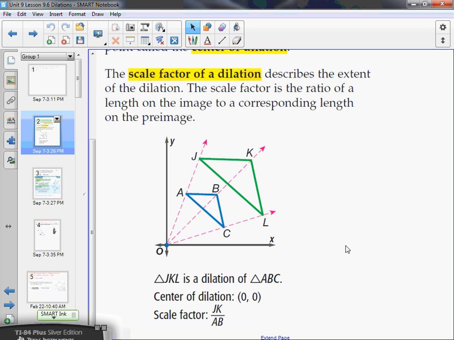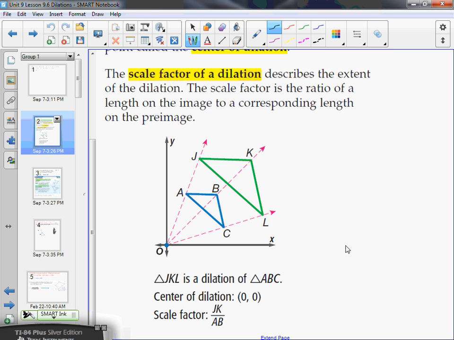Now, we're familiar with scale factors. With similar figures, the scale factor is the ratio of a pair of corresponding sides. Usually the scale factor is written in simplest terms. So instead of 4 to 6, we would usually say 2 to 3. Okay? That's the ratio of a pair of corresponding sides. That scale factor is also the ratio of the distances of corresponding points from the center of dilation.